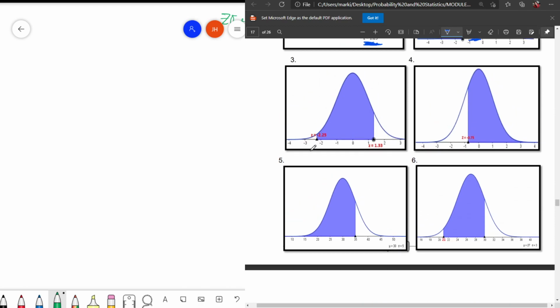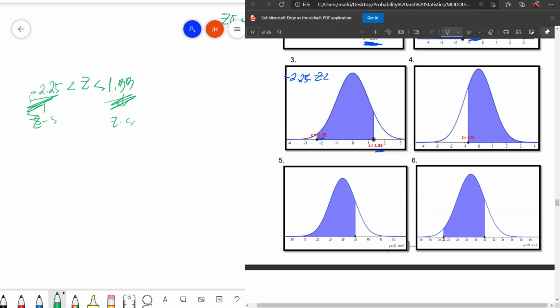Yes, because you have an in-between, remember, from the lesson 2 video. The z-scores here are negative 2.25 and 1.33. So z should be greater than negative 2.25 but less than 1.33. You are in between. Therefore, get the area of this one, and then the area of the other one. Then what are you going to do? You subtract, right?